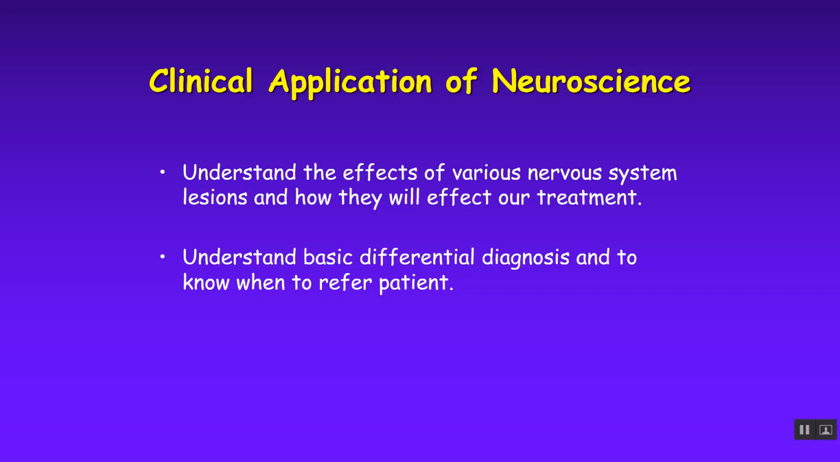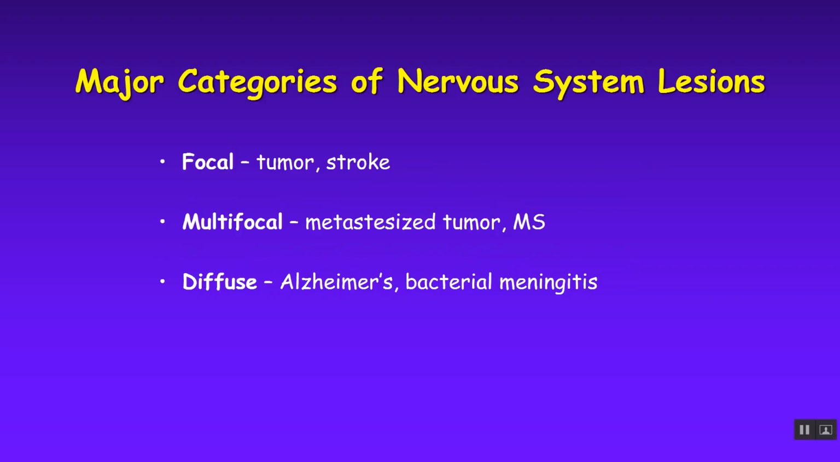Or if you see somebody you're treating and they start changing over time, you really wonder, should I get this person back to their physician? Am I seeing neurologic changes that I can identify so I can make sure they get back into the care they need? And that's where we get to understanding some of the basic differential diagnosis and when to refer a patient. We talk about lesions, general categorization of lesions.